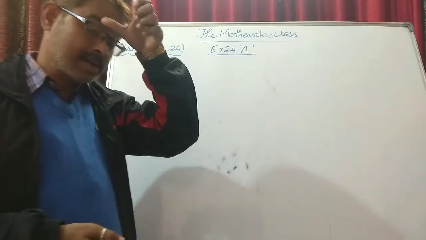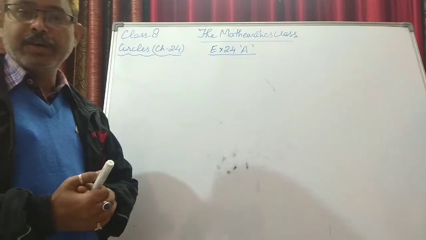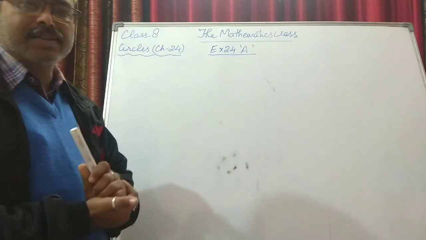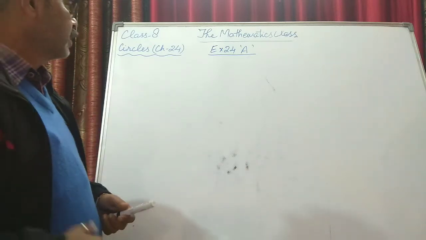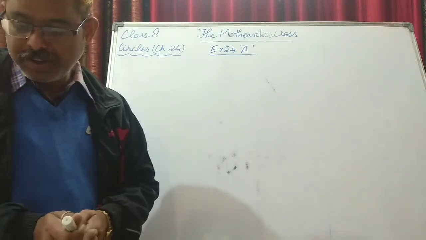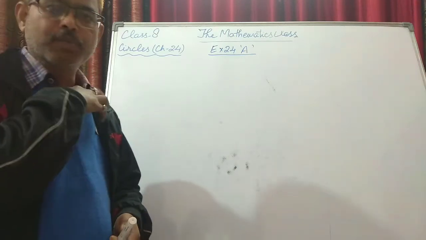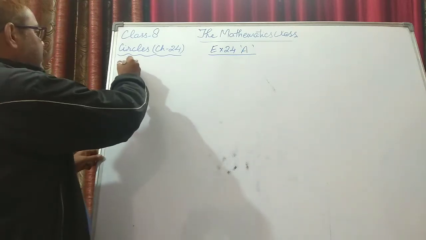The mathematics class. This class is for class 8 and we are doing chapter circles. This class is in continuation to the previous class of chapter circles. In the previous class we were doing exercise 24a and I hope we have done one question, and in that we have done two parts. Now we will take up question number 3.